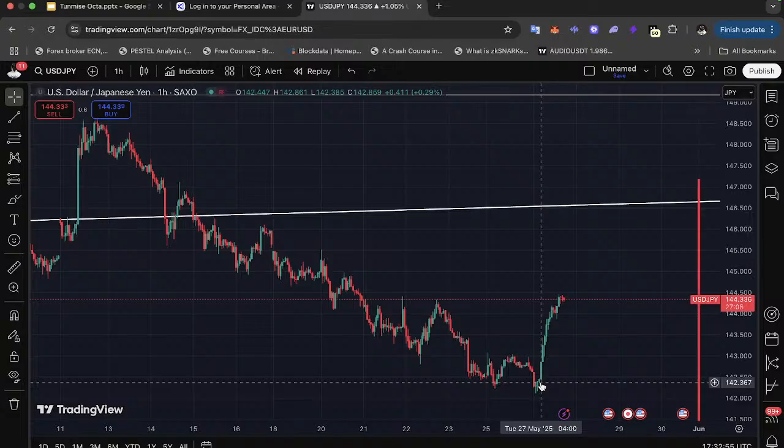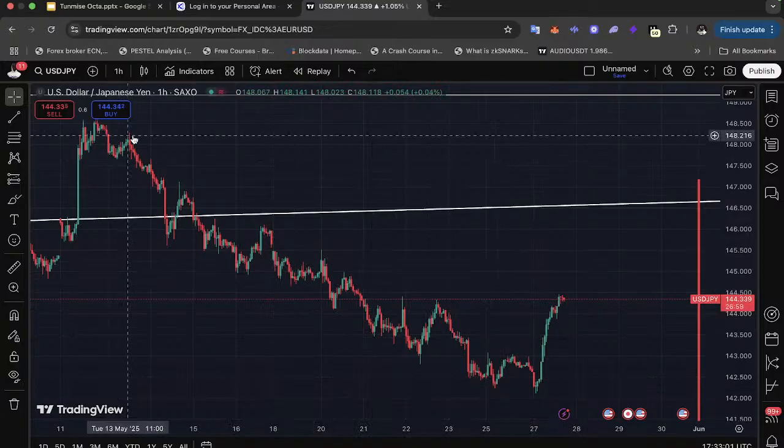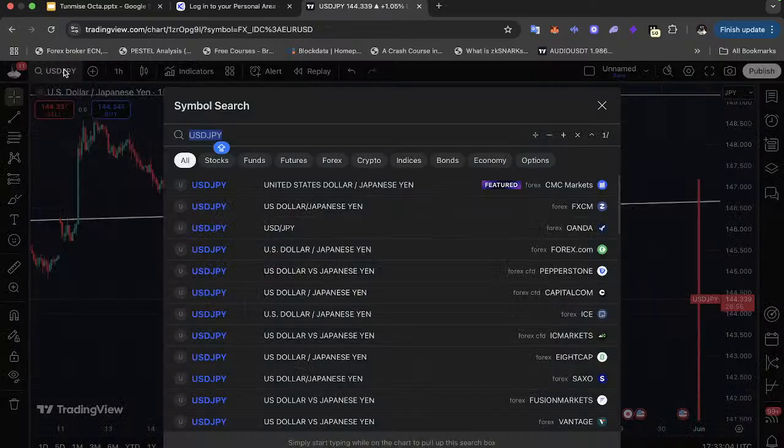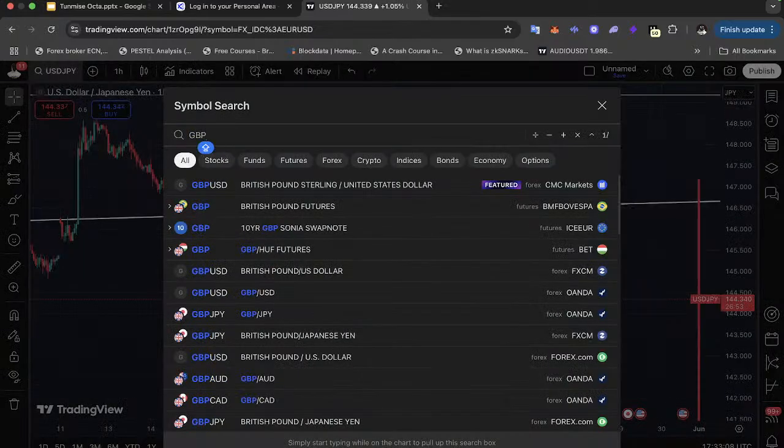Okay, someone wants us to look at GBP USD. Another wants us to look at gold. Okay, which do we look at? All right, let's see if we can do GBP USD.